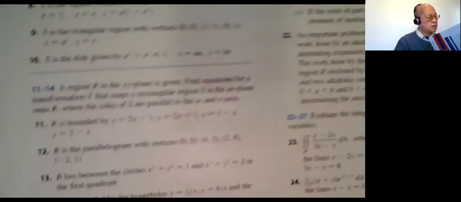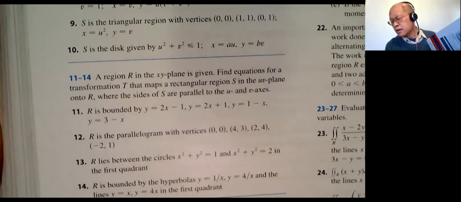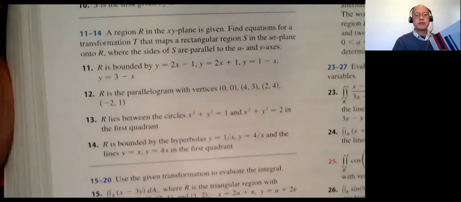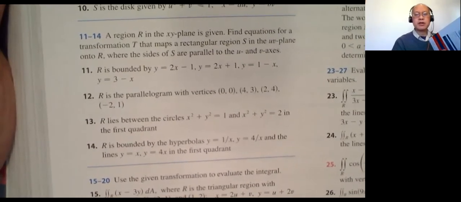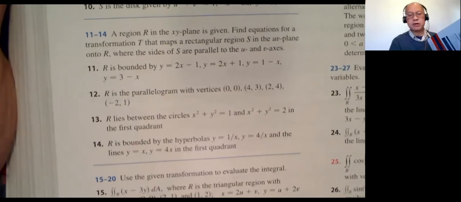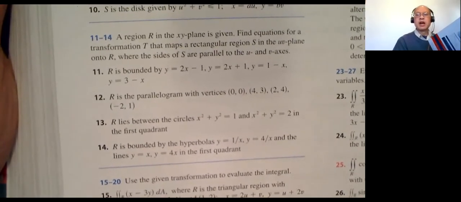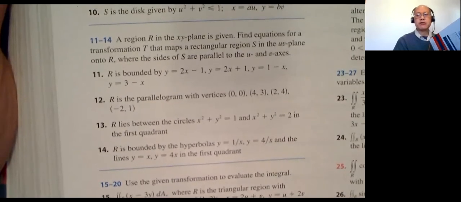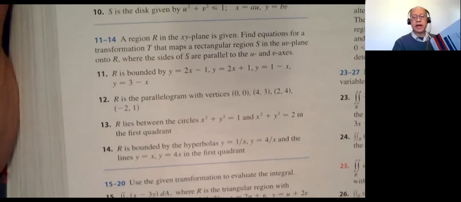Okay, then let's see. What do we have? Number 13. A region R in the XY plane is given. We're skipping 11, so I'm just giving you 13, the only one like that. 11 was too difficult in my opinion. Find equations for the transformation T that maps a rectangular region S in the UV plane onto R, where the sides of S are parallel to the UV axis.